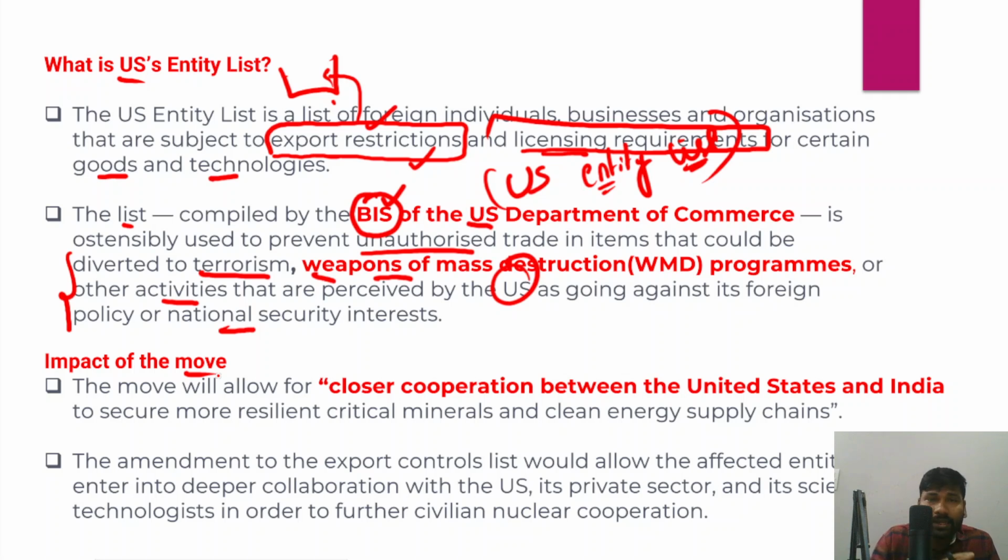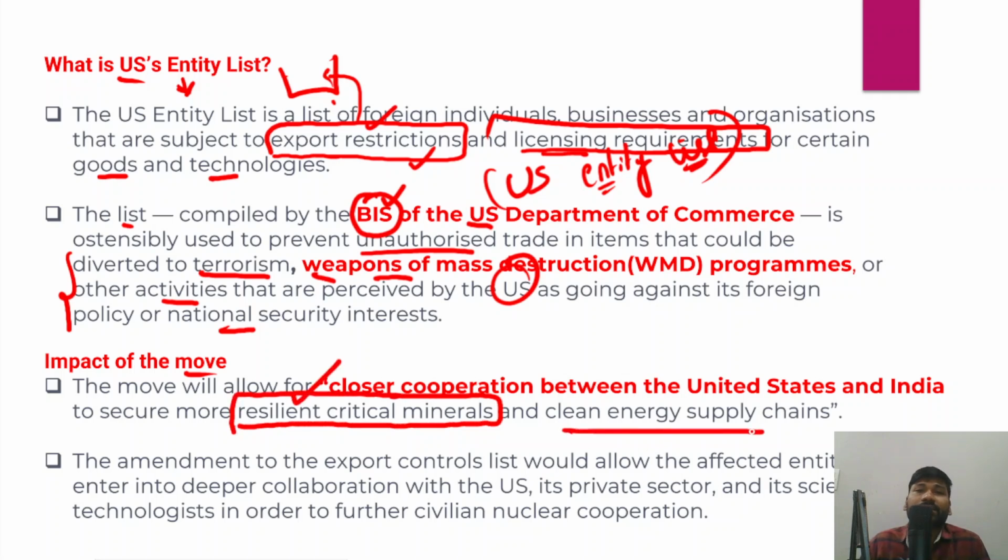The move is that three Indian nuclear entities are being removed from the US entity list. That essentially means these three entities of India are no longer put under the restrictions, and they also don't require the licensing requirements. So the move will allow much closer cooperation between the United States of America and India, right? Because it is very important to secure more resilient critical minerals that will benefit both these countries and clean energy supply chains as well.